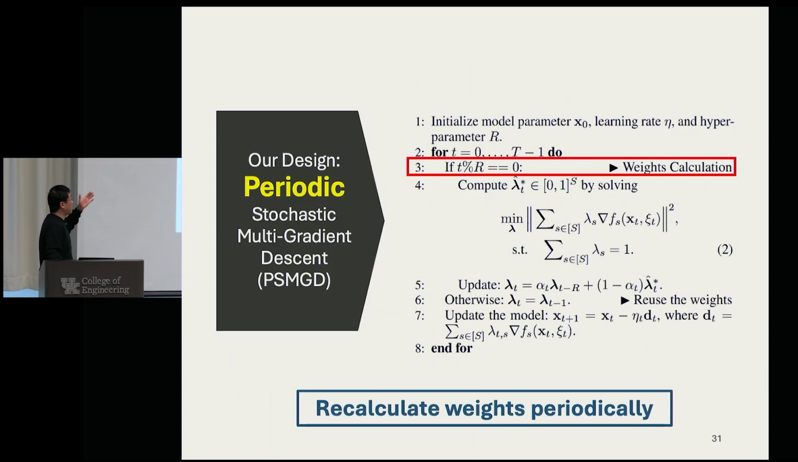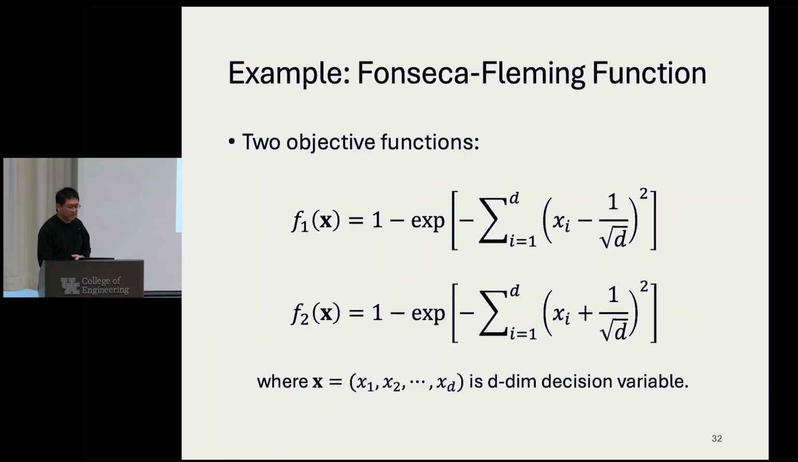Eventually, it leads to our design that we periodically calculate the best direction. We don't calculate the direction in every iteration. We just recalculate the weights periodically. You can see in this line, we introduce an interval R. After R iterations, we calibrate this gradient descent direction.